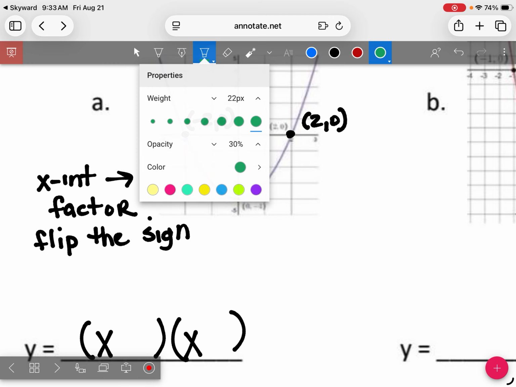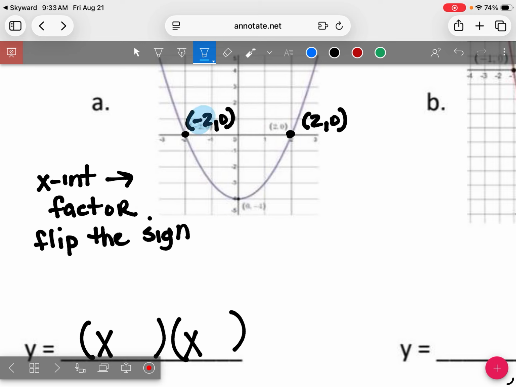Okay, so now I'm looking here. I want you to look at the -2. You see how there's a -2? What's the opposite of -2? If I flip the sign for -2, what does it become? +2. So I want you to put a +2 in the first factor because it's the opposite. And then I have a +2.